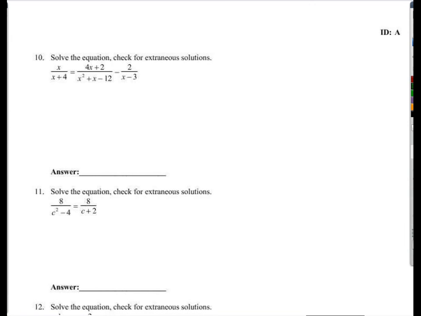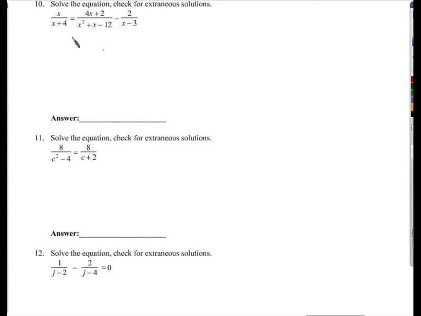Next page, number 10. We're going to solve this by multiplying both sides of the equation by the common denominator. First, let's factor this to see what the factors are. So x plus 4 times x minus 3. So multiply both sides by x plus 4 and x minus 3. That'll cancel this denominator, and the x plus 4 will cancel this denominator. X plus 4 times x minus 3 multiplied by x plus 4 times x minus 3. Now remember that when I multiply on the right side especially, I have to distribute both of these to these two terms, this term and this term.